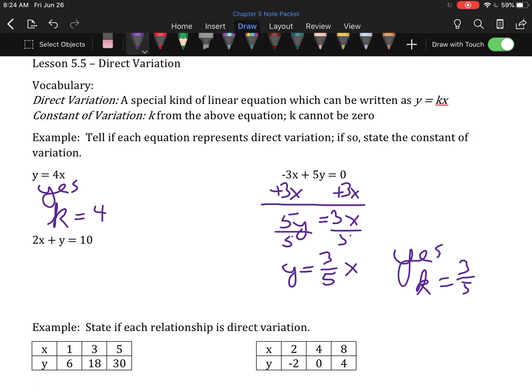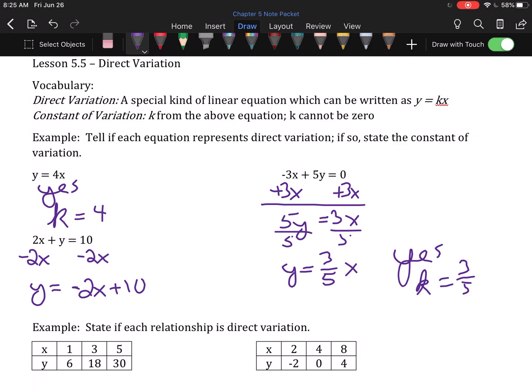Last equation example here. 2x plus y equals 10. We need y by itself to be able to know what's going on here. So I'm going to subtract 2x from each side. And I'm actually going to slide that minus 2x in front of the 10. If we got to slope-intercept form last year in pre-algebra, then you'll know why. And if we didn't, you'll find out why in the next lesson. That 10 is positive. So we've got y equals negative 2x plus 10.